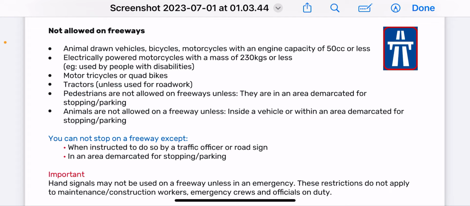Animal drawn vehicles, bicycles, motorcycles with engine capacity of 50cc or less, electrically powered motorcycles with a mass of 230 kgs or less, for example, used by people with disability, motor tricycles or quad bikes, tractors unless they are used for road work. Pedestrians are not allowed on freeways unless they are in an area demarcated for stopping or parking. Animals are not allowed on a freeway unless inside a vehicle or within an area demarcated for stopping or parking.